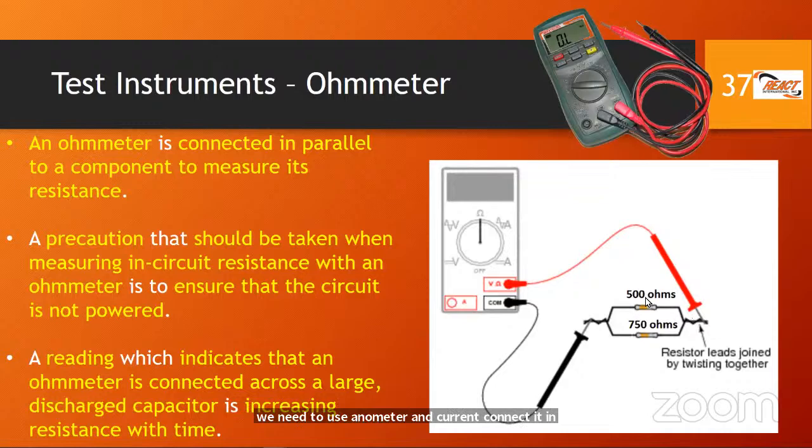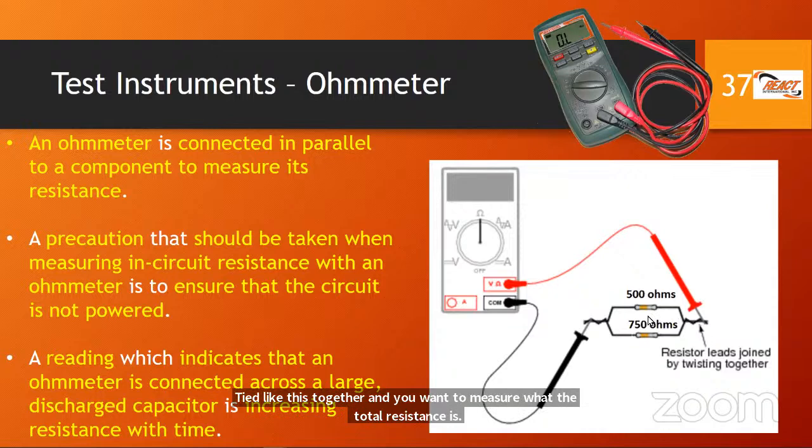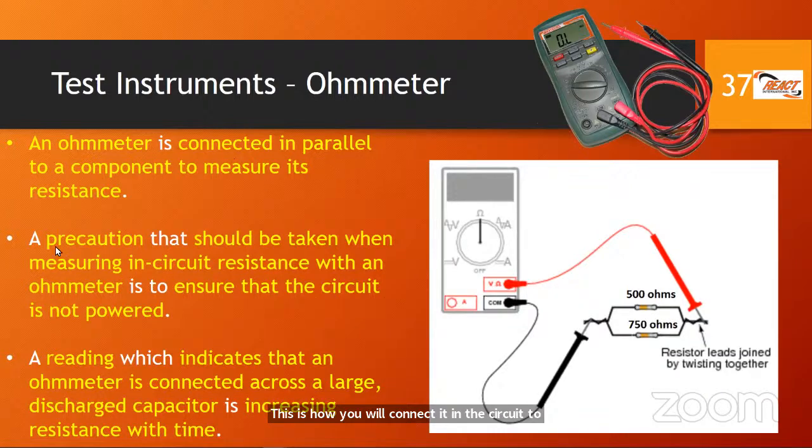So if we look at it here, you have some resistors tied like this together, and you want to measure what the total resistance is. This is how you will connect it in the circuit to measure the resistance. So the key there is parallel.